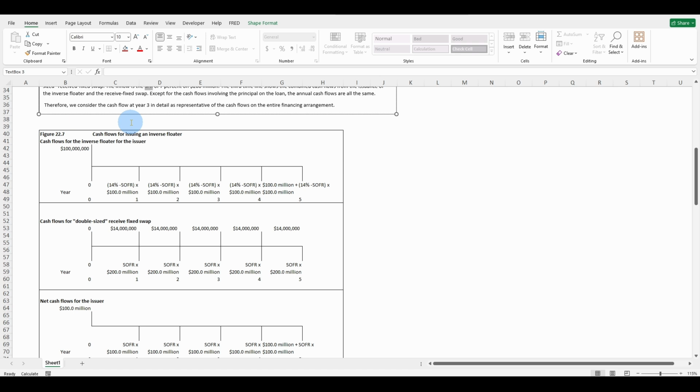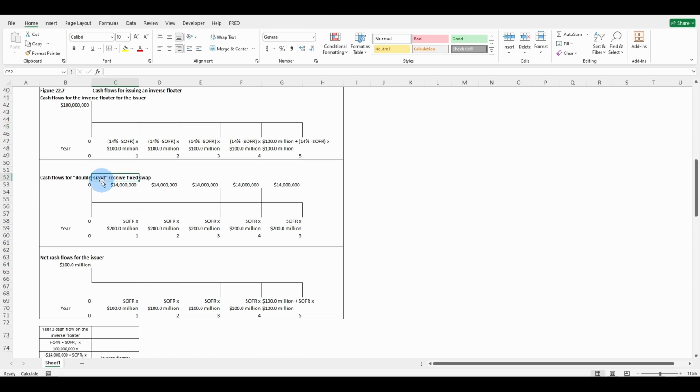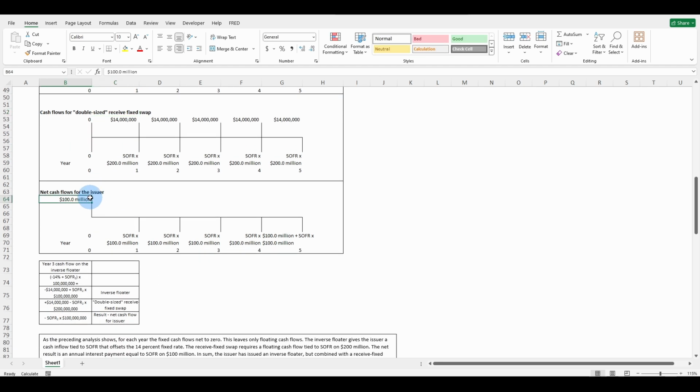Therefore, we consider the cash flows at year 3 in detail as representative of the cash flows on the entire financing agreement. Here we have example 1, example 2, example 3. Here's just the layout of what I just mentioned.